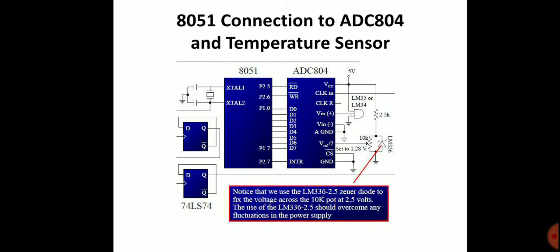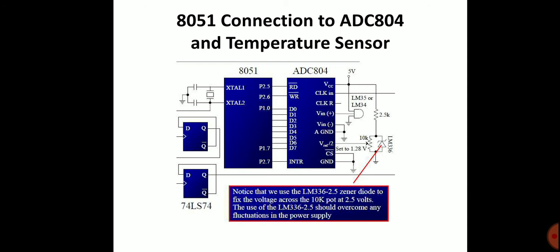This is the ADC 0804 connected to our 8051 microcontroller. This is an LM335 with a 2-pin Zener diode to fix the voltage across the 10 kilo ohm resistor at 2.5 volts. The use of the LM336-2.5 should overcome any fluctuation in the power supply.